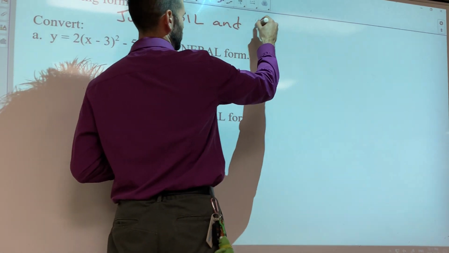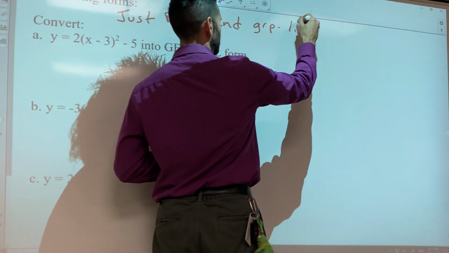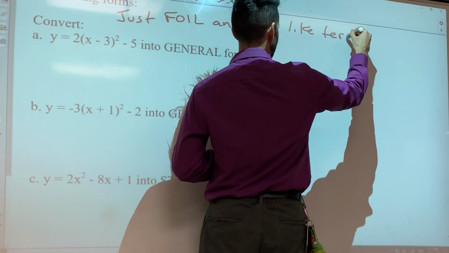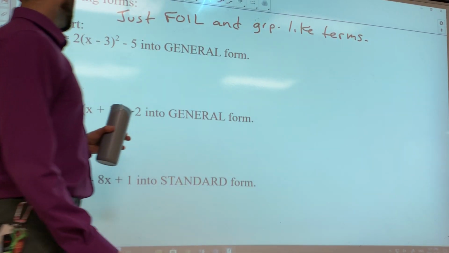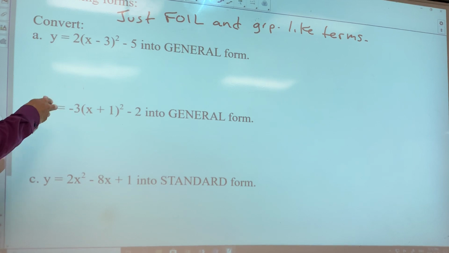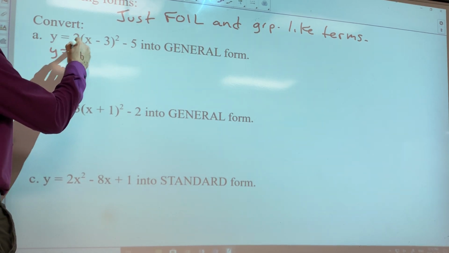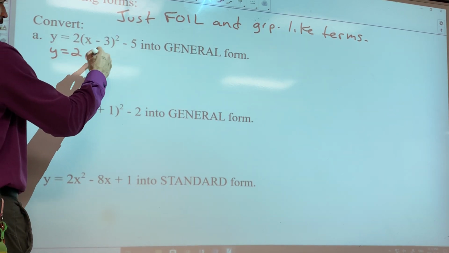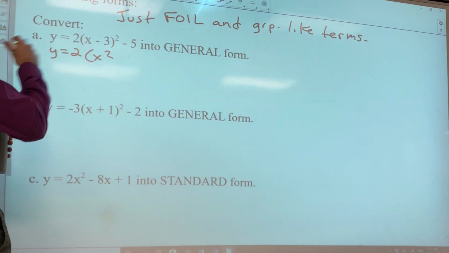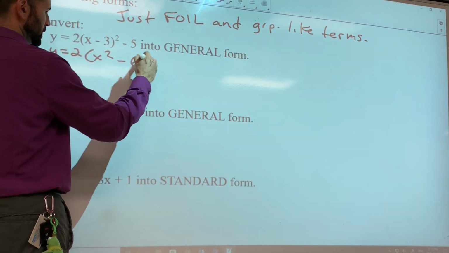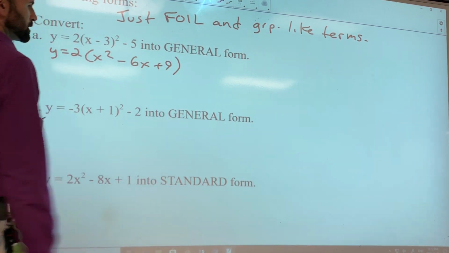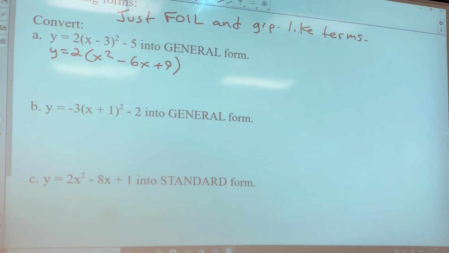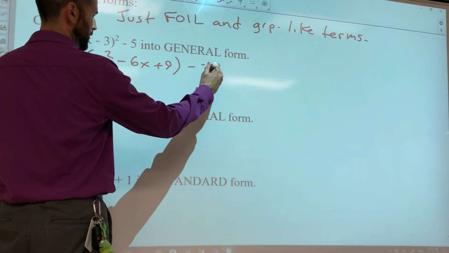FOIL and group like terms. So that's how you do it. So here it is in standard form. You want to get it in general form. So I'm going to FOIL. So I'm going to expand this. Remember, it's a perfect square trinomial, so you can use the formula to help you, or you can just FOIL it. And then don't forget to subtract 5.